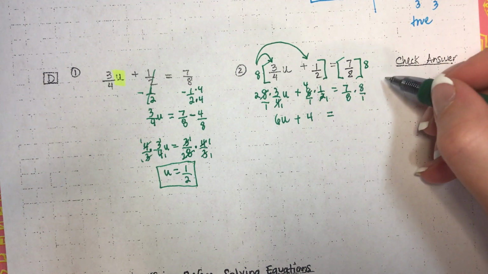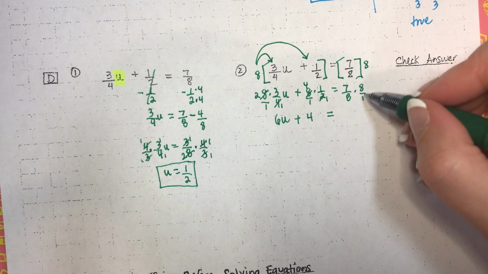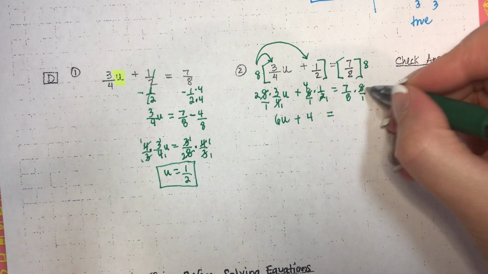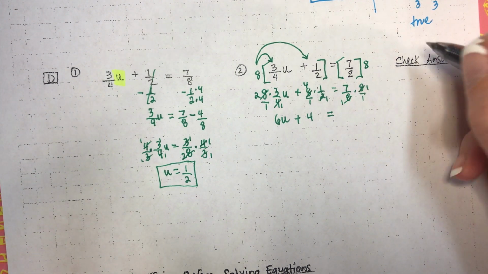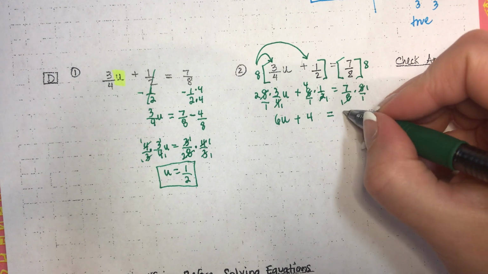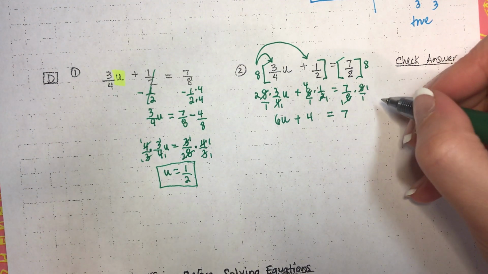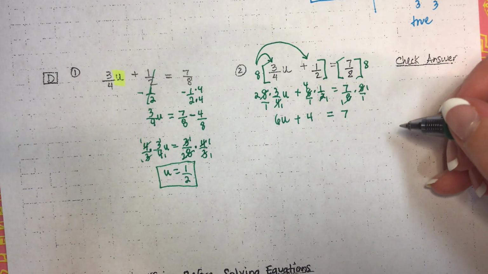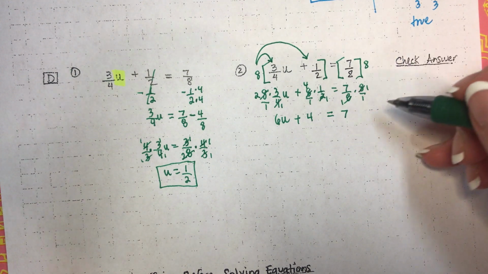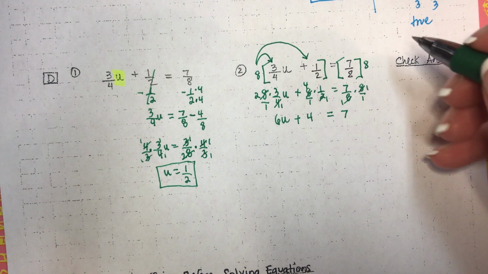So we're going to look to cross cancel. Is there a common factor between 8 and 8? Yeah, 8. 8 goes into 8 one time, 8 goes into 8 one time, and then we multiply across. 7 times 1 is just 7. 1 times 1 is just 1. So there we have our equation. This is our two-step equation that doesn't have any fractions. So we got rid of all the fractions.